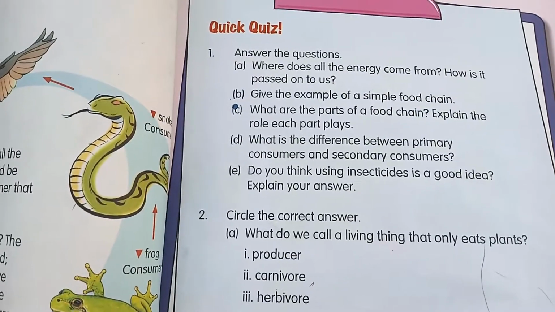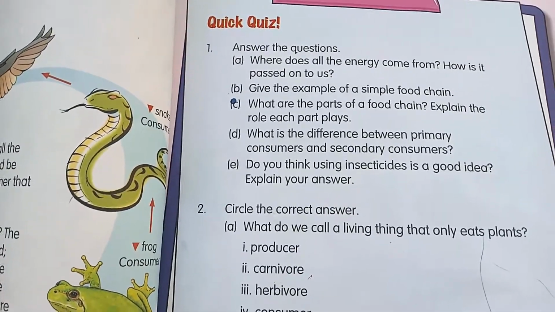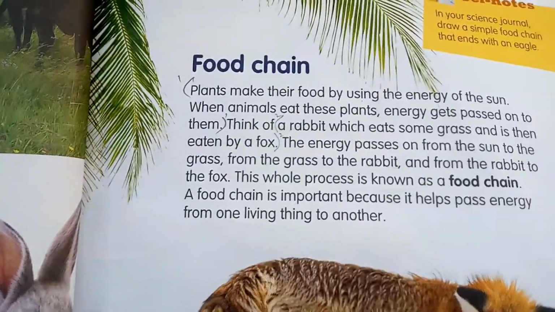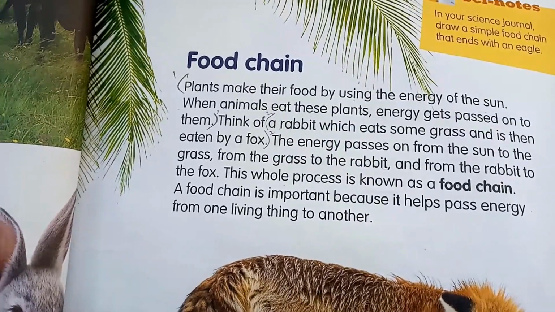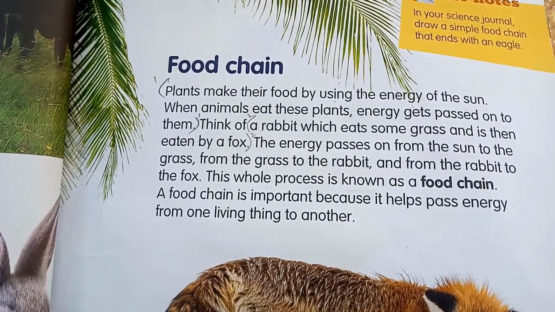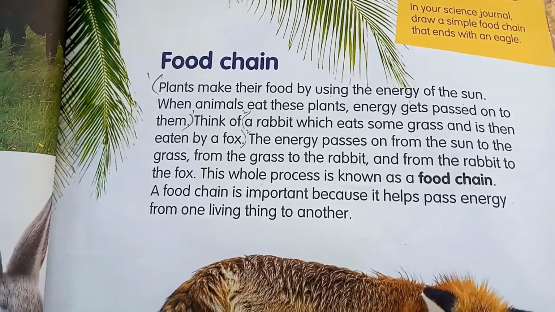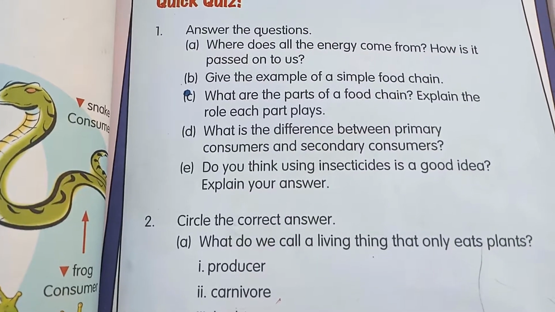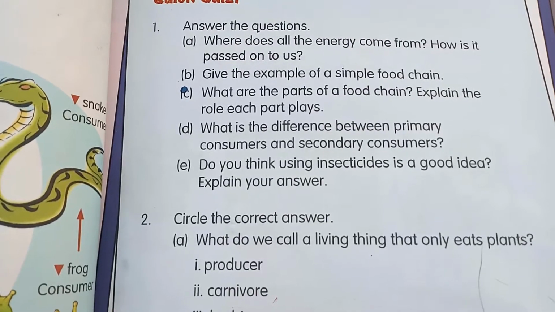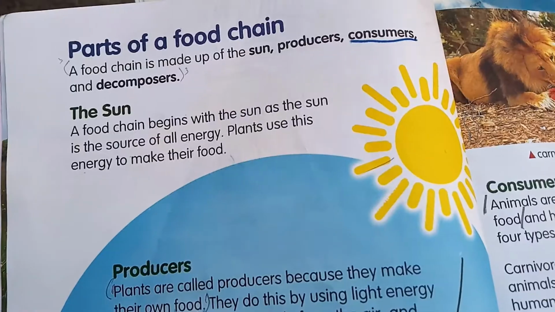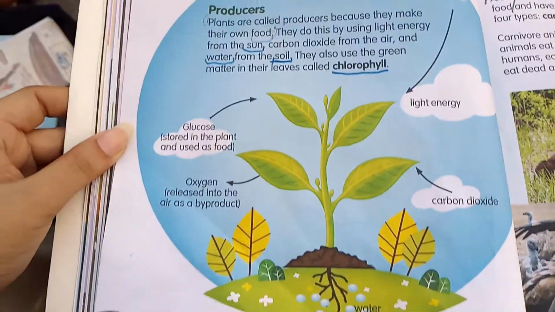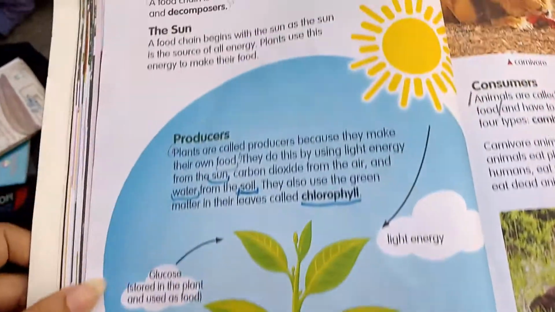Question B is give the example of a simple food chain. The answer to this question will be a rabbit which eats some grass and is then eaten by a fox. This is the simplest food chain. C is what are the parts of the food chain? Explain the role each part plays. The answer to this question is on page 36.